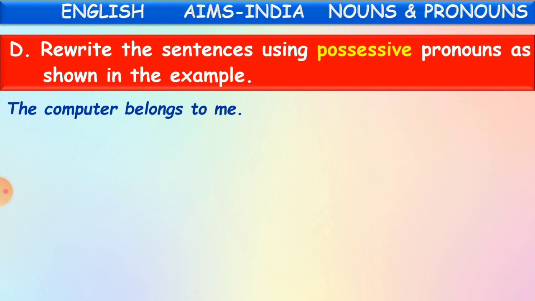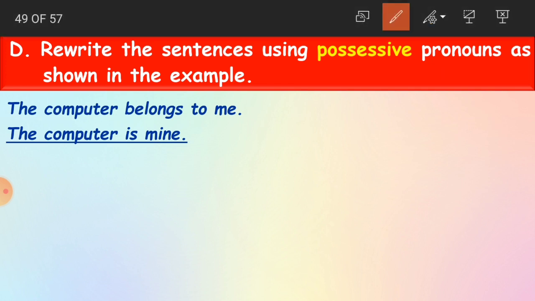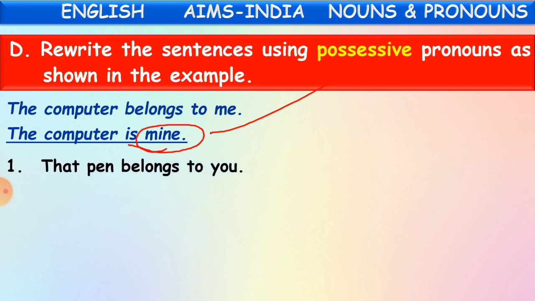See here, one more exercise we are having. Rewrite the sentences using possessive pronouns as shown in the example. So we have to rewrite them using possessive pronouns. For example, the computer belongs to me, and it is written as the computer is mine. The computer is mine. Mine is the possessive pronoun here. So like this you have to change the remaining sentences also.